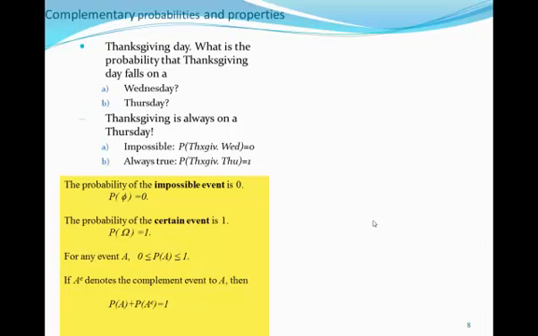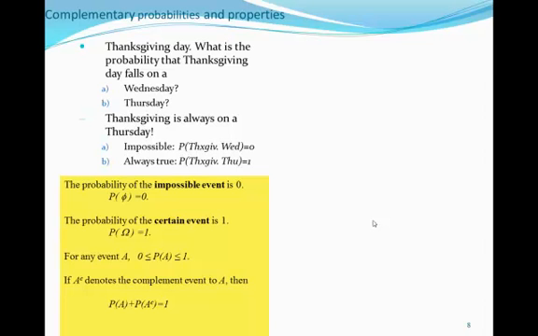So the probability of an impossible event is 0, and we write P of the empty set equals 0. And the probability of a certain event is 1, and we write the probability of omega equals 1. Omega represents a certain event. So for any particular event, the probability of that event is greater than or equal to 0 and less than or equal to 1.